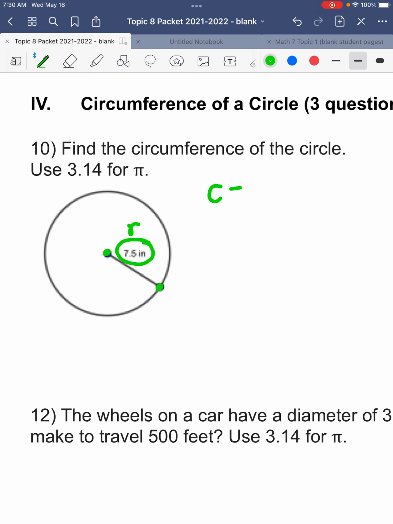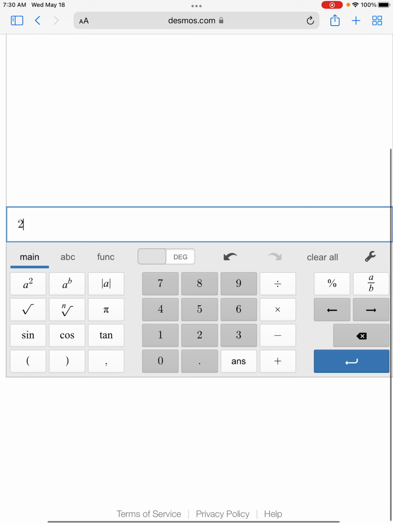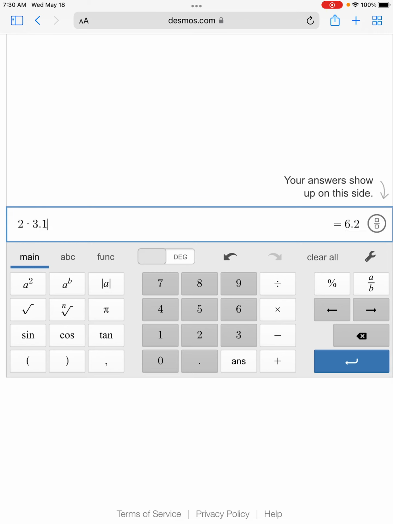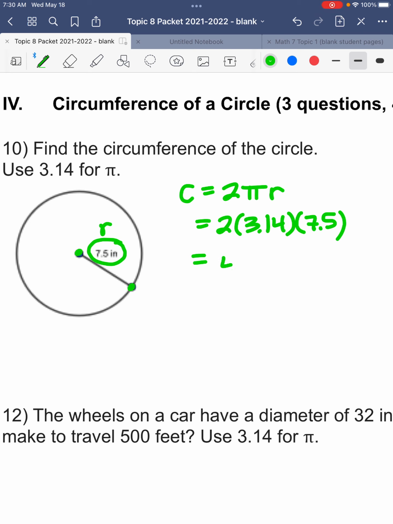So with our formula, C equals 2 times pi times the radius, I'm just going to plug that in. So we have 2 times 3.14 times 7.5. And now I'm just going to go to my calculator to find the circumference. So 2 times 3.14 times 7.5. And when I do that, I get 47.1. So the circumference is 47.1 inches.